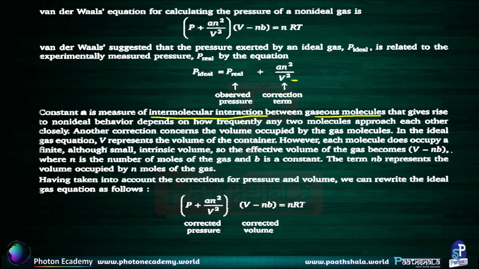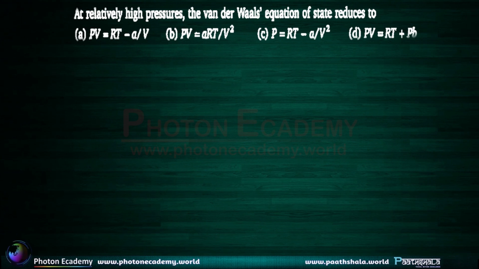Having taken into account the corrections for pressure and volume, we can rewrite the ideal gas equation in the form of the Van der Waals equation, having the corrected pressure and the corrected volume. Okay, so let's move on to the questions. At relatively high pressures, the Van der Waals equation of state reduces to.